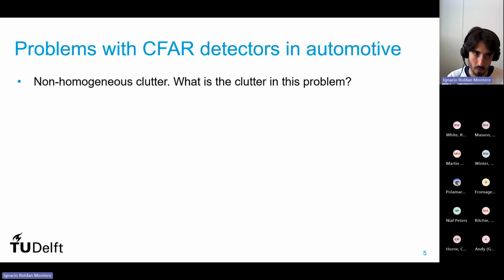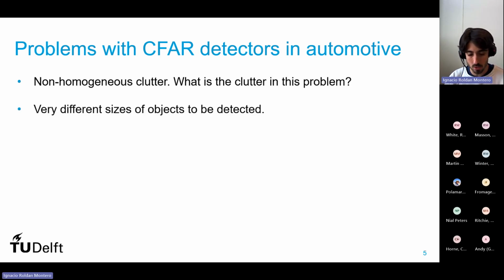but there are a few problems. First, we have non-homogeneous clutter, but I think there is a more philosophical question on what is clutter in this problem, because basically we want to detect everything. We want to detect the buildings, the pedestrians, we want to detect the road infrastructure, the bridge, if there's a bridge, the tunnel entrance, the road. So the definition of clutter is not even clear in this problem.